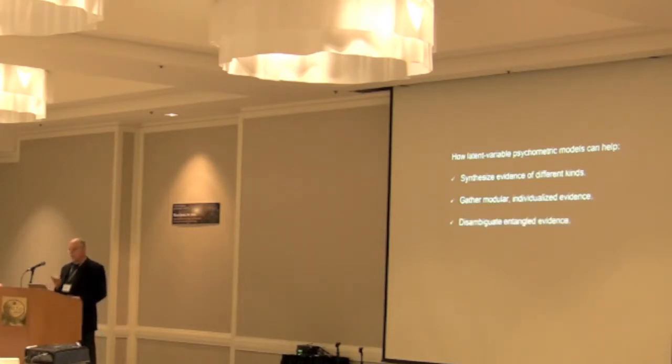So we have models that can absorb and synthesize that kind of evidence. Another is to disambiguate entangled evidence. There are times when there are multiple aspects of knowledge or skill that are required in different mixes in different situations. So you can build latent variable models to help sort out the influence of different aspects of knowledge and skill in different situations.